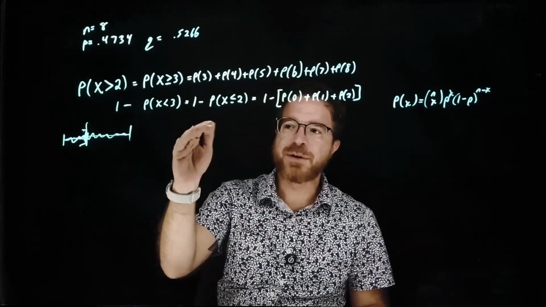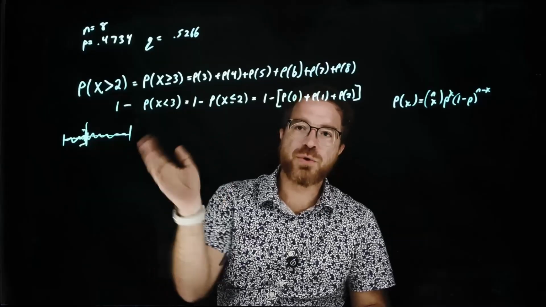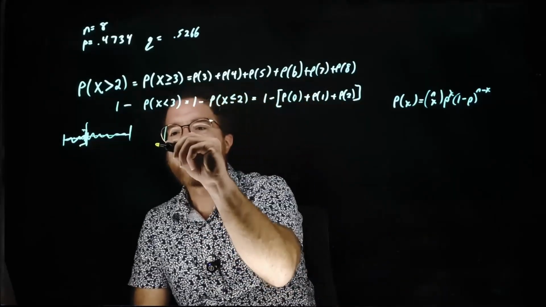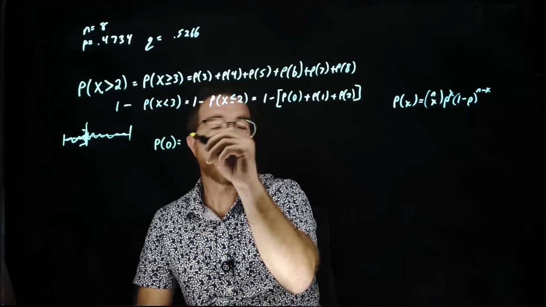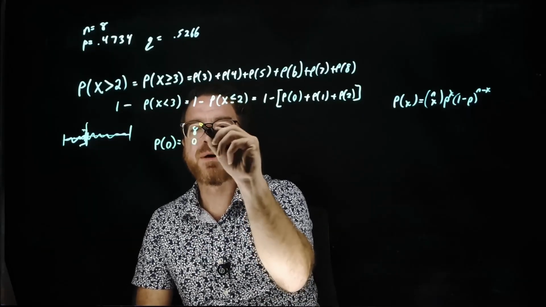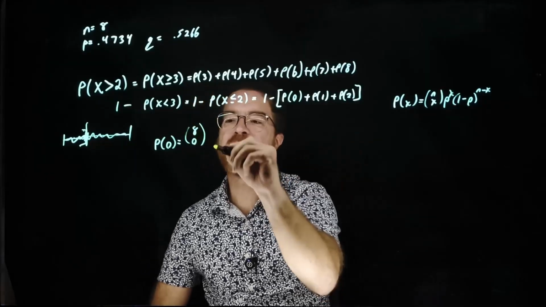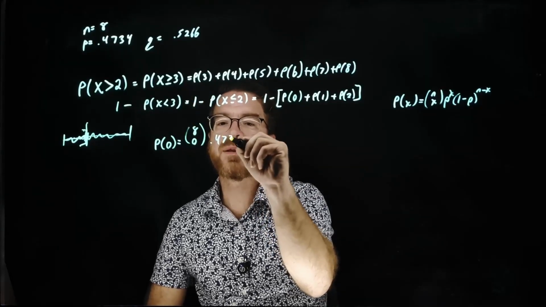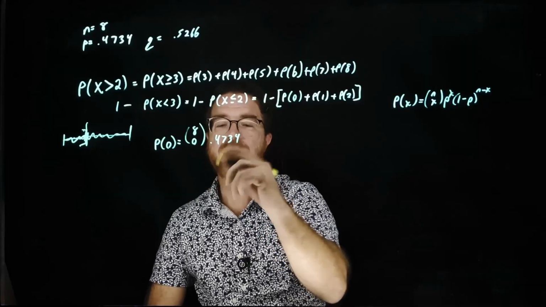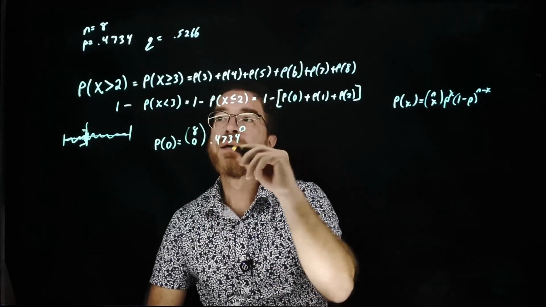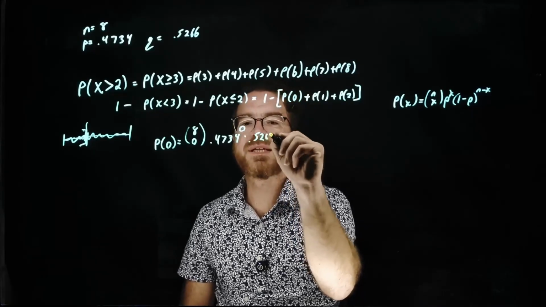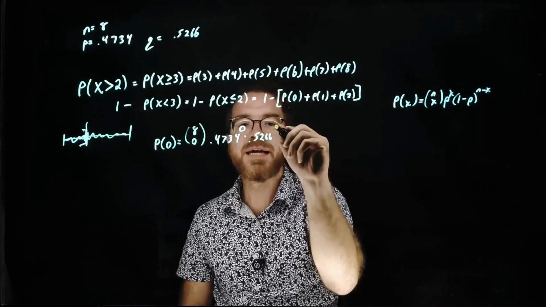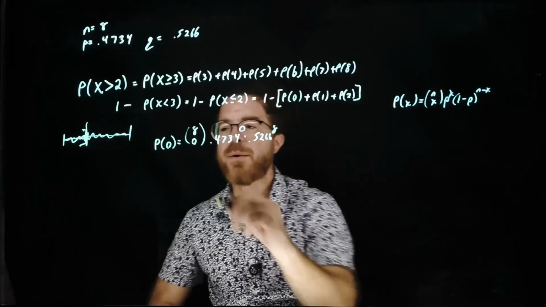So what I'm going to do is calculate the probability of getting a 0, a 1, a 2, and then I'll bring it back into here. So my probability of getting a 0 is going to be n choose x, so that's going to be 8 choose 0. Probability of success, 0.4734 to the number of successes power, 0, times the probability of failure, 0.5266 to the 8th power, to the 8 minus 0 power.